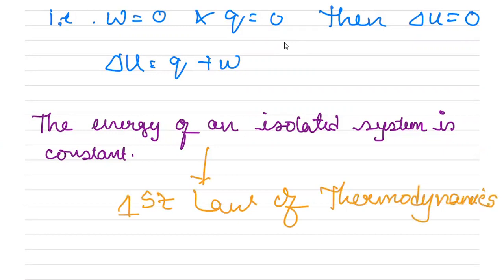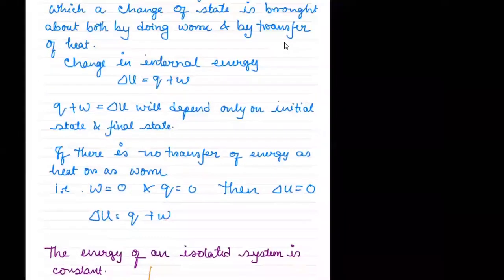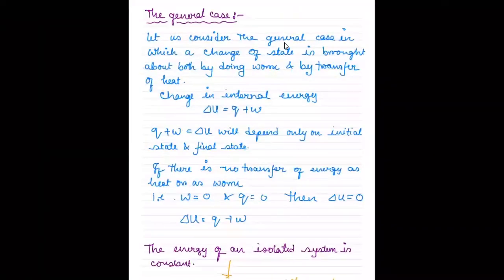First law of thermodynamics. That means an isolated system means no exchange of heat and no exchange of matter also. So if there is no work done and no heat change, then the energy always remains constant. So this is actually the first law of thermodynamics. Till this much, this general case, have you understood or not?